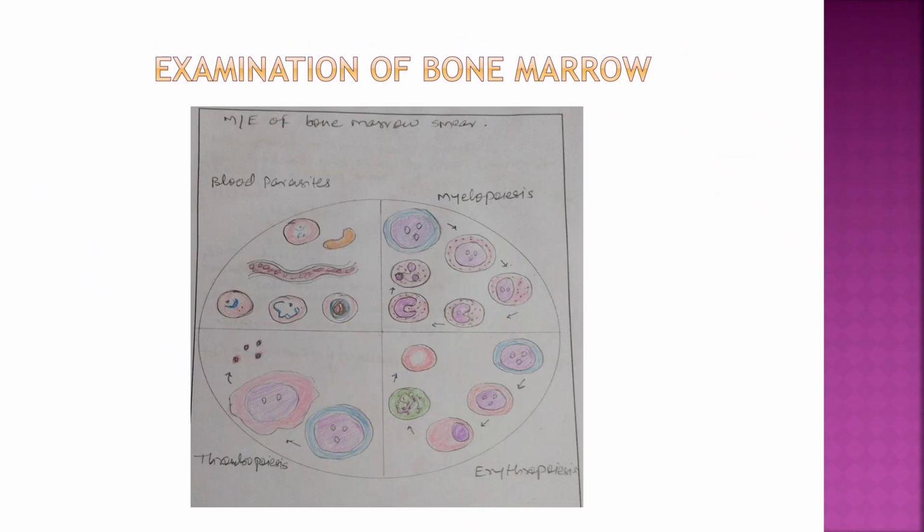So in this picture you can see examination of bone marrow. So all the series of cells of the myelopoiesis, erythropoiesis, thrombopoiesis and the blood parasites like microfilaria, Plasmodium species or Leishmania.